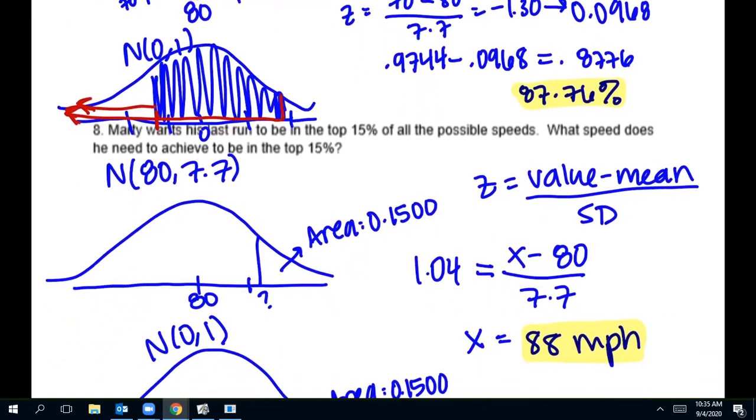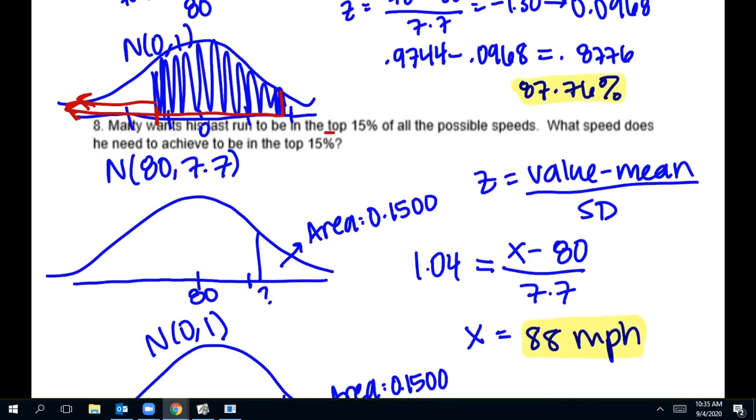Looking at number 8, this one was a little different. This time we want to be in the top 15%. So here we are providing you with the percent, which we can convert to the area. And so if you look at what I wrote, I have 80 in the middle, and then I know that it's 16% more than one standard deviation. So I know 15 is a little to the right of that. I'm just guesstimating. You don't have to put the standard deviation hash mark, but I like to.